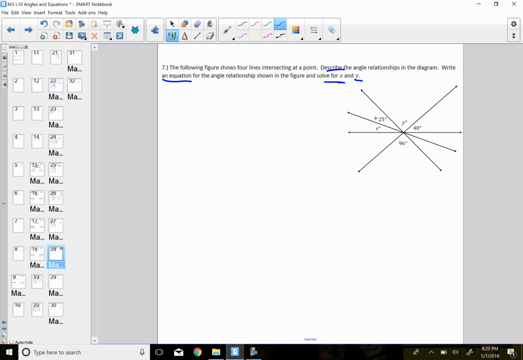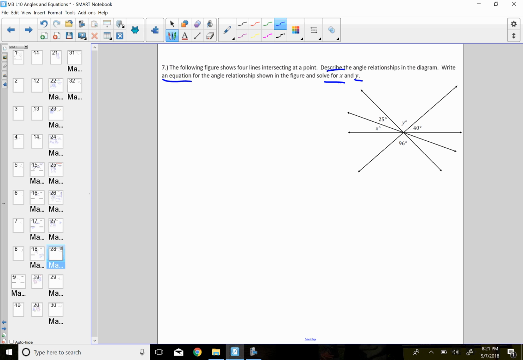I can't put an equation with both of them at once. So if I look at this closely, I'm looking for what pieces within this I can use. My eye is drawn to this line right here. That line is made up of this 25, the y, the 40, and that piece there. I can't use this one because I don't know it, but it's vertical with x, and I can't use x and y in the same equation.